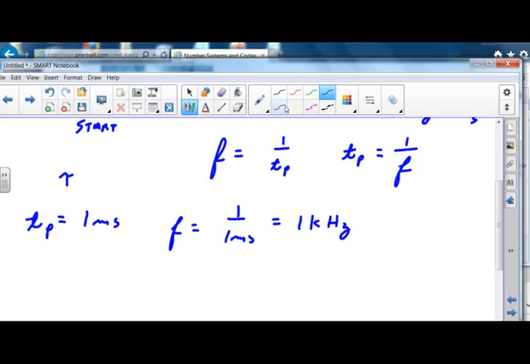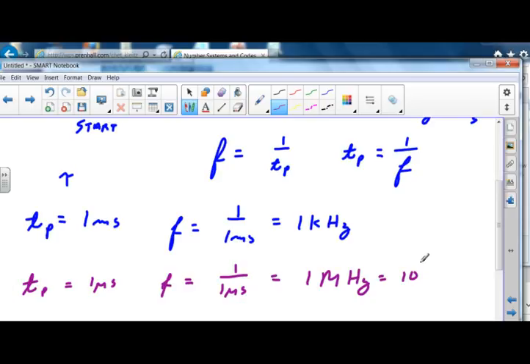If my period is 1 microsecond, then my frequency is going to be 1/1 microsecond, 1 megahertz, 10^6 hertz. 1 kilohertz is 10^3 hertz.